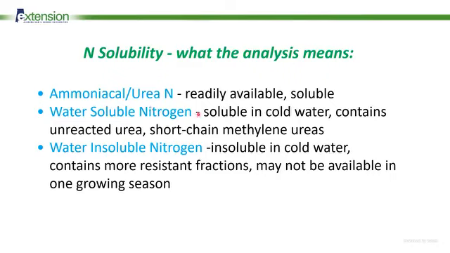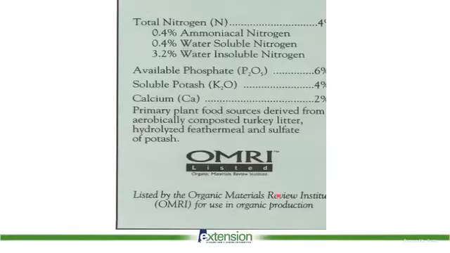Water soluble nitrogen is other very quickly available nitrogen. And then water insoluble nitrogen, this is going to be generally your slow release fertilizer. So whether it's an organic fertilizer or something like urea that's been reacted to form a urea formaldehyde long molecule, or urea that's been coated with sulfur or with plastic, these things are not going to be readily available to plants and will be slow release. Okay, so here's a good example of this.